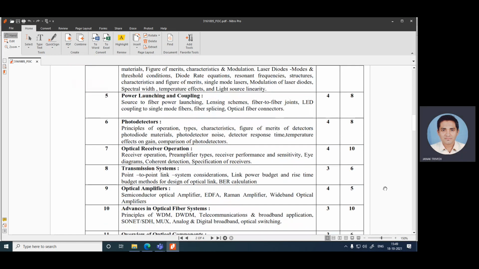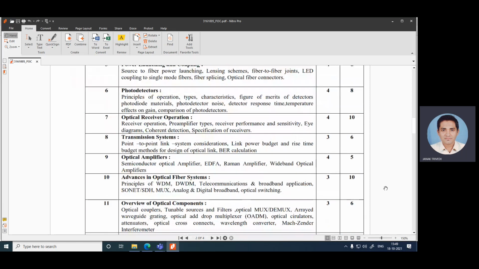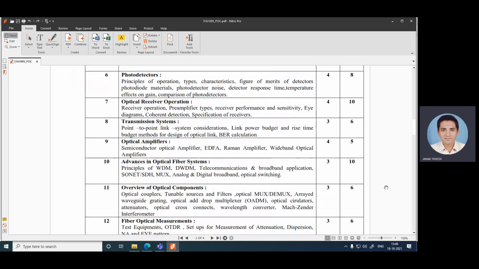Then chapter 9 is optical amplifier. In this chapter, semiconductor optical amplifier, erbium doped amplifier, Raman amplifier, and wideband optical amplifier are discussed. This chapter requires a total of 4 hours and the weightage is 5%.